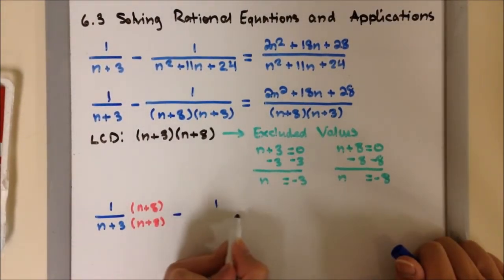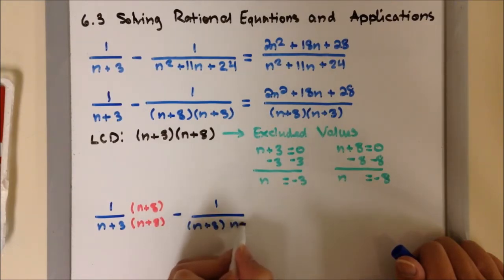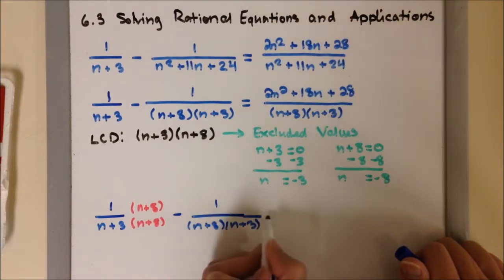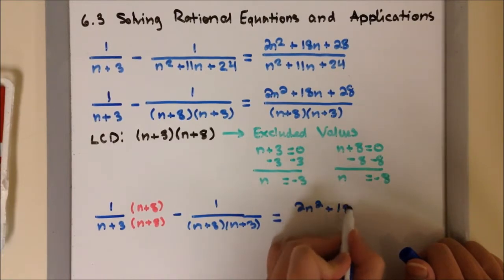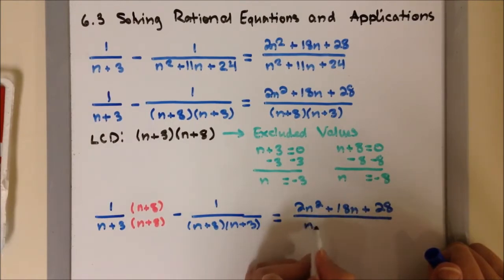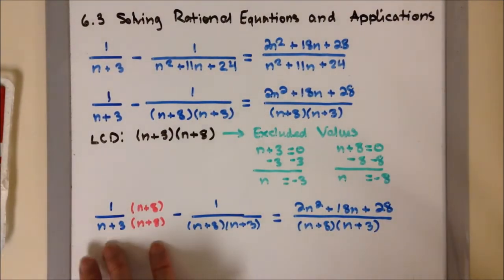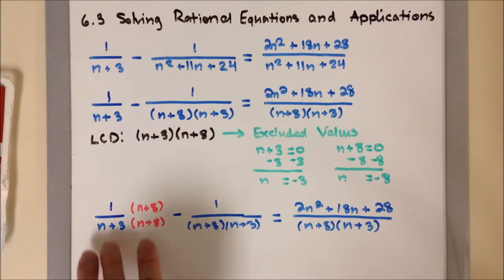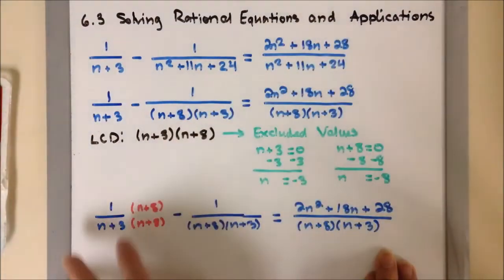So minus 1 over n plus 8 times n plus 3 equal 2n squared plus 18n plus 28 over n plus 8 times n plus 3. Alright. So again, all I'm doing is multiplying the first fraction by n plus 8 to the numerator and denominator so that this fraction will have the same denominator as the other ones. Alright, so I'm going to erase the top part to make more room.